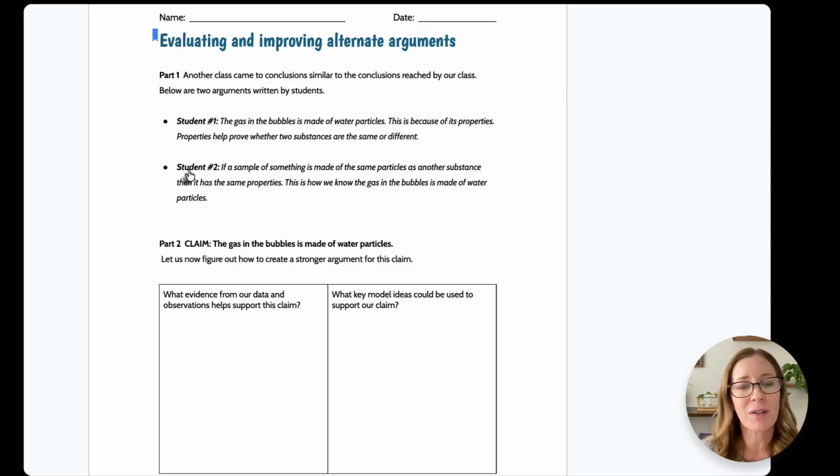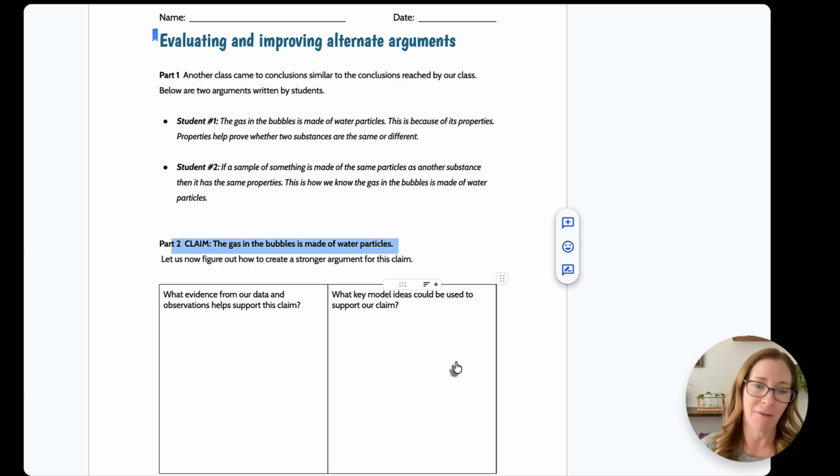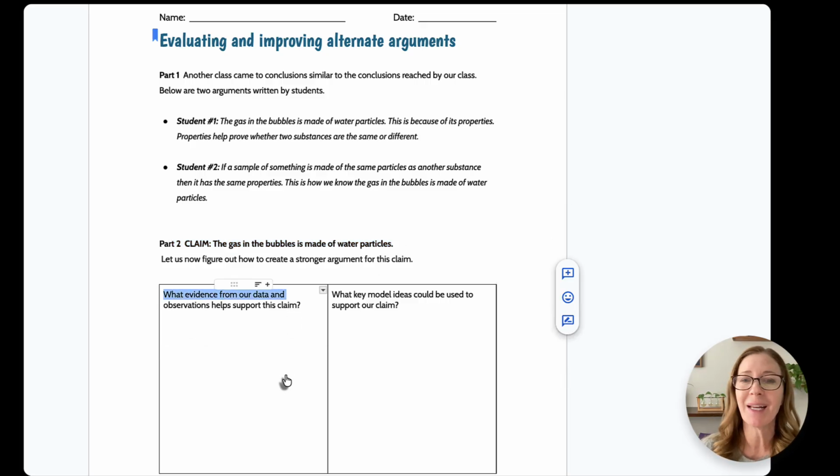And then we have another student who says if a sample of something is made of the same particles as another substance, then it has the same properties. They're basically saying the same thing. So now students are going to support this claim right here. The gas in the bubbles is made of water particles. Now it should have been an aha because we got that same density, but can they now put our evidence and reasoning together with this claim? And so this is basically your claim, your C. This is where they will put their E, their evidence, and then this is where they're going to put their reasoning, which is a key model idea that connects your evidence to your claim.